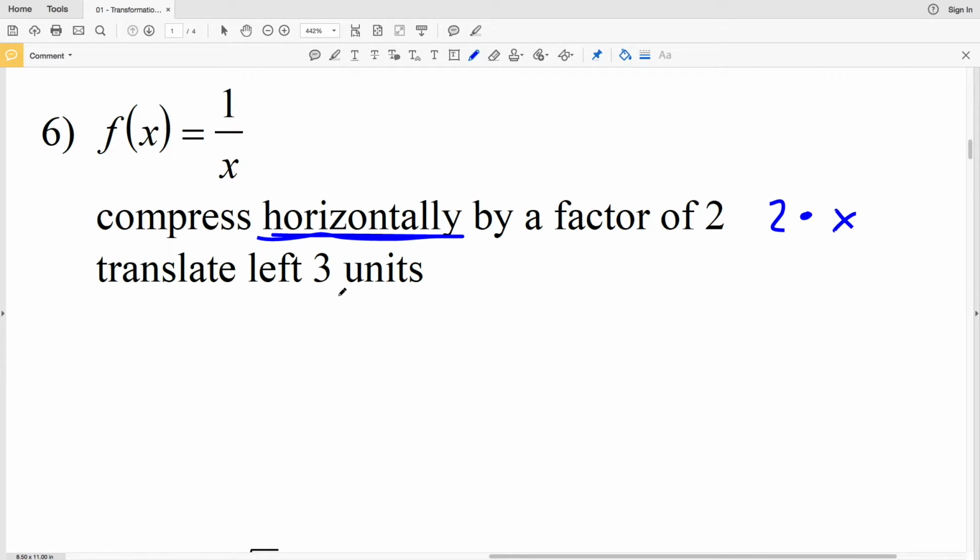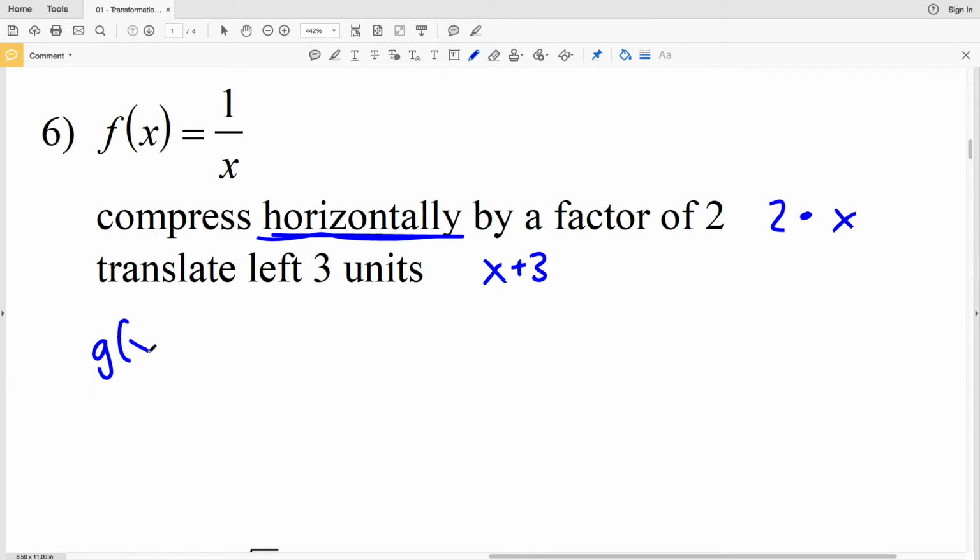We're also going to be translating left 3 units. So we're not moving up and down, so we're not adding or subtracting from the function itself. We're going to be adding or subtracting to the variable. And moving left, we're going to be adding. So x will get added with 3. And when doing a transformation, moving left or right, we're going to want that to be within the compression.